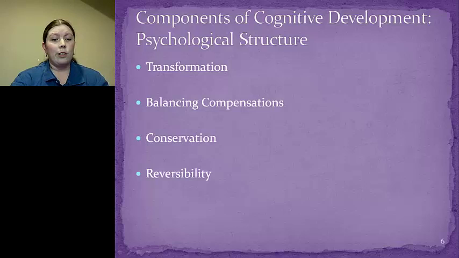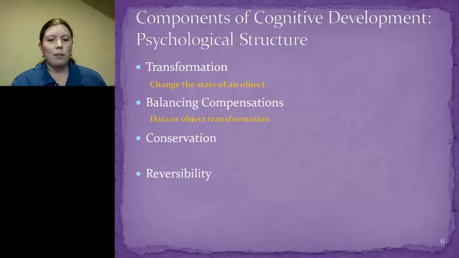Characteristics of psychological structures include transformation with data or objects. This reminds me of the first law of thermodynamics, which says, according to Eric Pianca, that matter cannot be created or destroyed, it can only be transformed. So rolling a ball of clay into a cylinder would demonstrate this concept. The amount of clay doesn't change, only its shape changes.